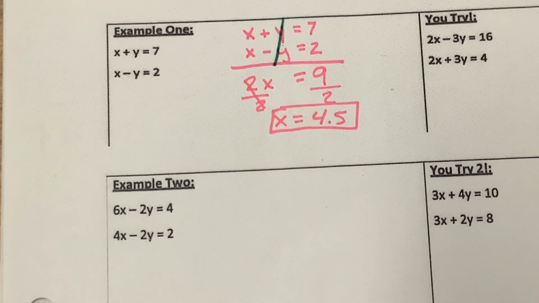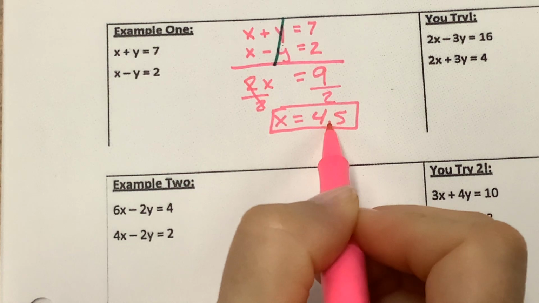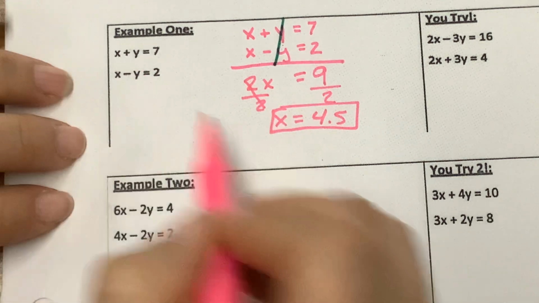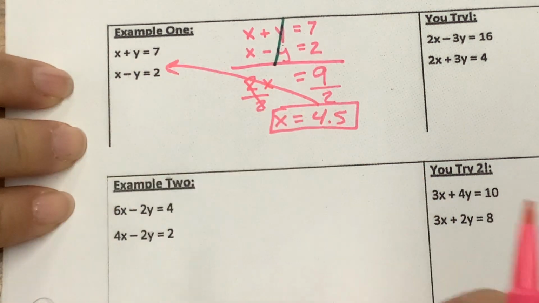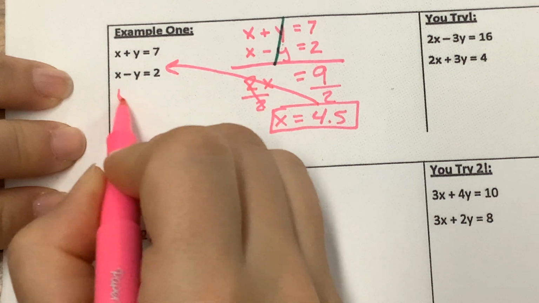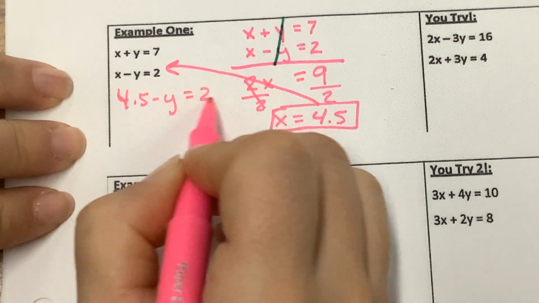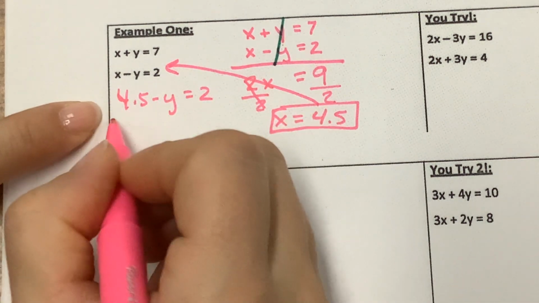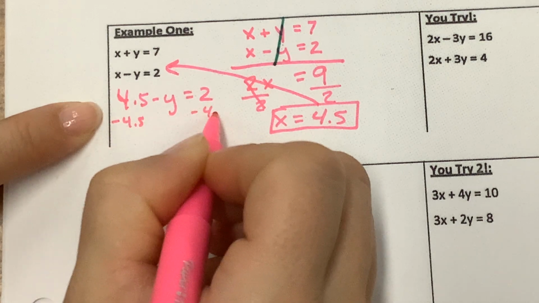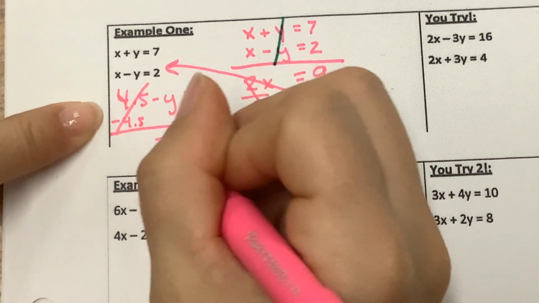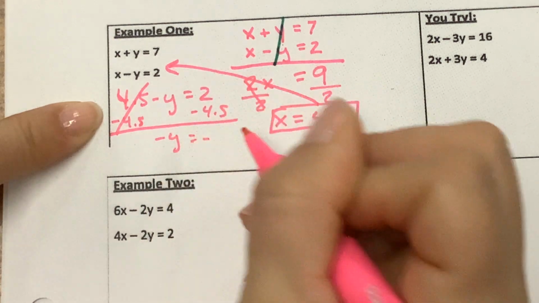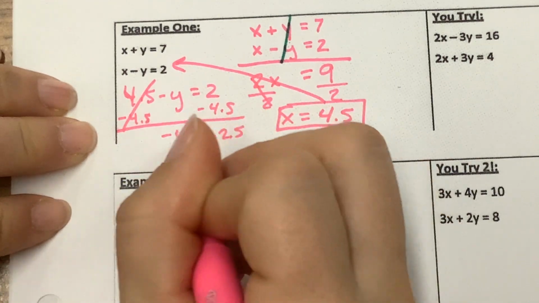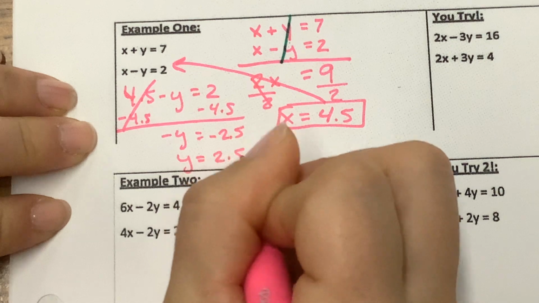Okay, now this is where the step is a lot like substitution. You're going to take this value and you're going to substitute it back into either equation to find out what the y value is, okay? So you take this, put it back in. We have 4.5 minus y equals 2. Okay, and to solve for the y value, we're going to subtract 4.5. Negative y equals negative 2.5. When you have a negative variable, you divide by -1, and it changes the signs. So the y value is 2.5.